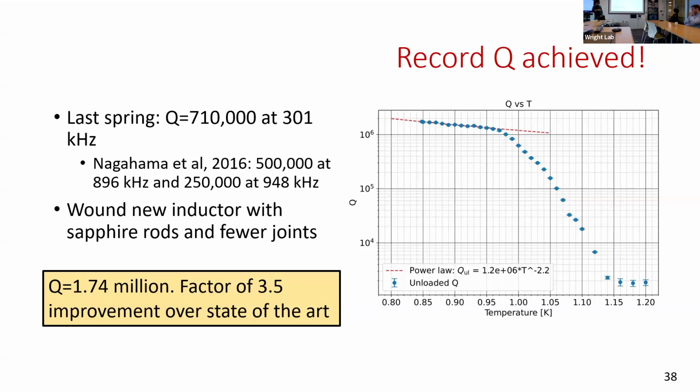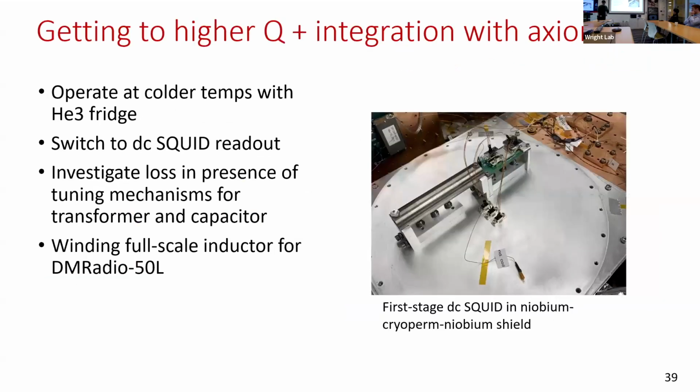This is a beautiful plot of Q versus temperature. That's 1.2 Kelvin, and then we go through the transition of aluminum. You see that we're actually not quite flattening out at our helium-4 sorption fridge base temperature of 850 millikelvin. So this motivates going colder, and this is our next step. We have a pumped helium-3 fridge that we know works. We're going to hook it up to the resonator.